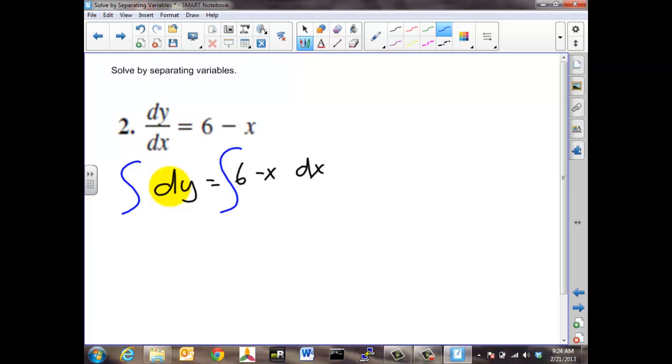How do we know it's y? Because there's an imaginary 1 there. There's an imaginary 1. But how do we know it's not x or k or theta? In respect to y. Because it's a dy. So we know that we'll have a y on the left. And when we integrate over here, we get 6x minus x squared over 2 plus c.